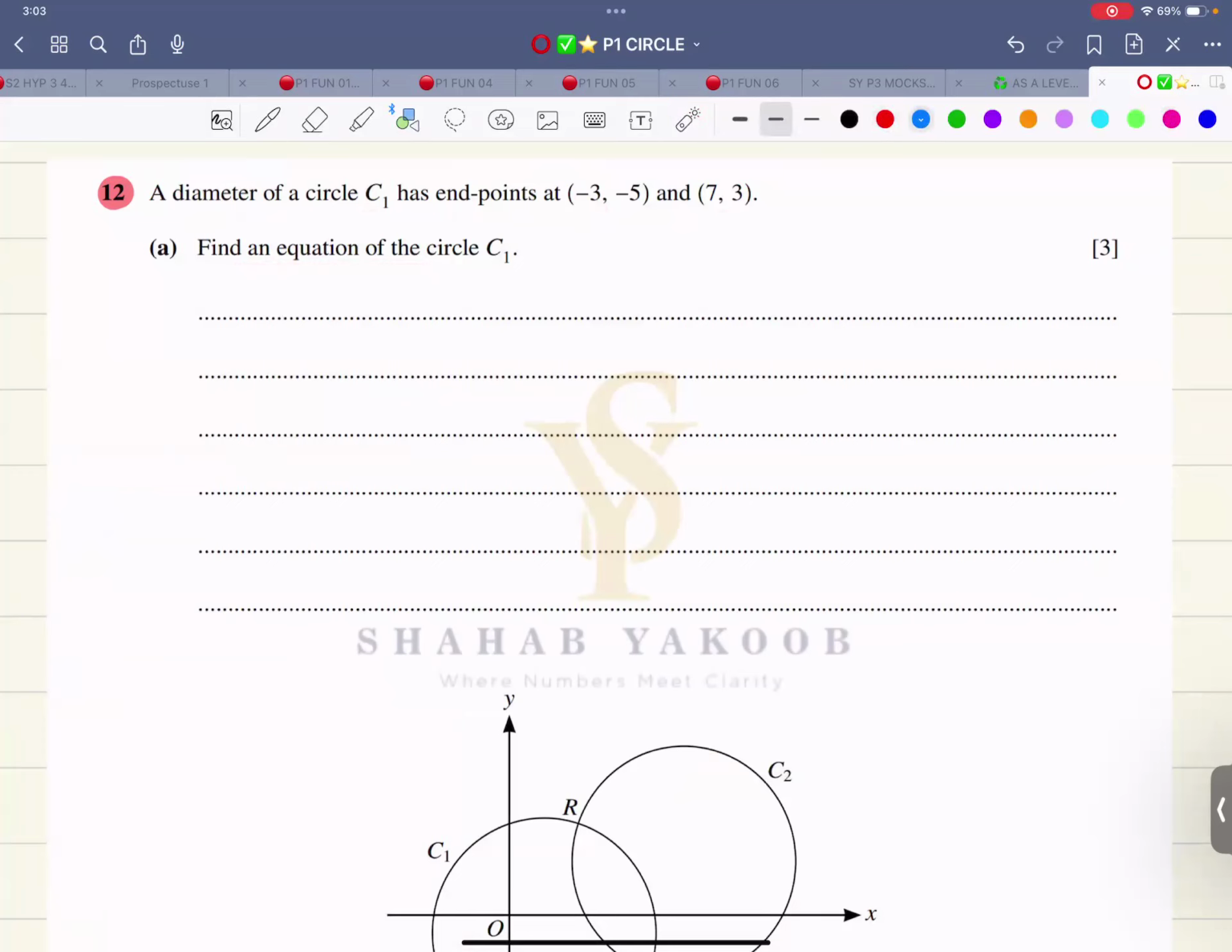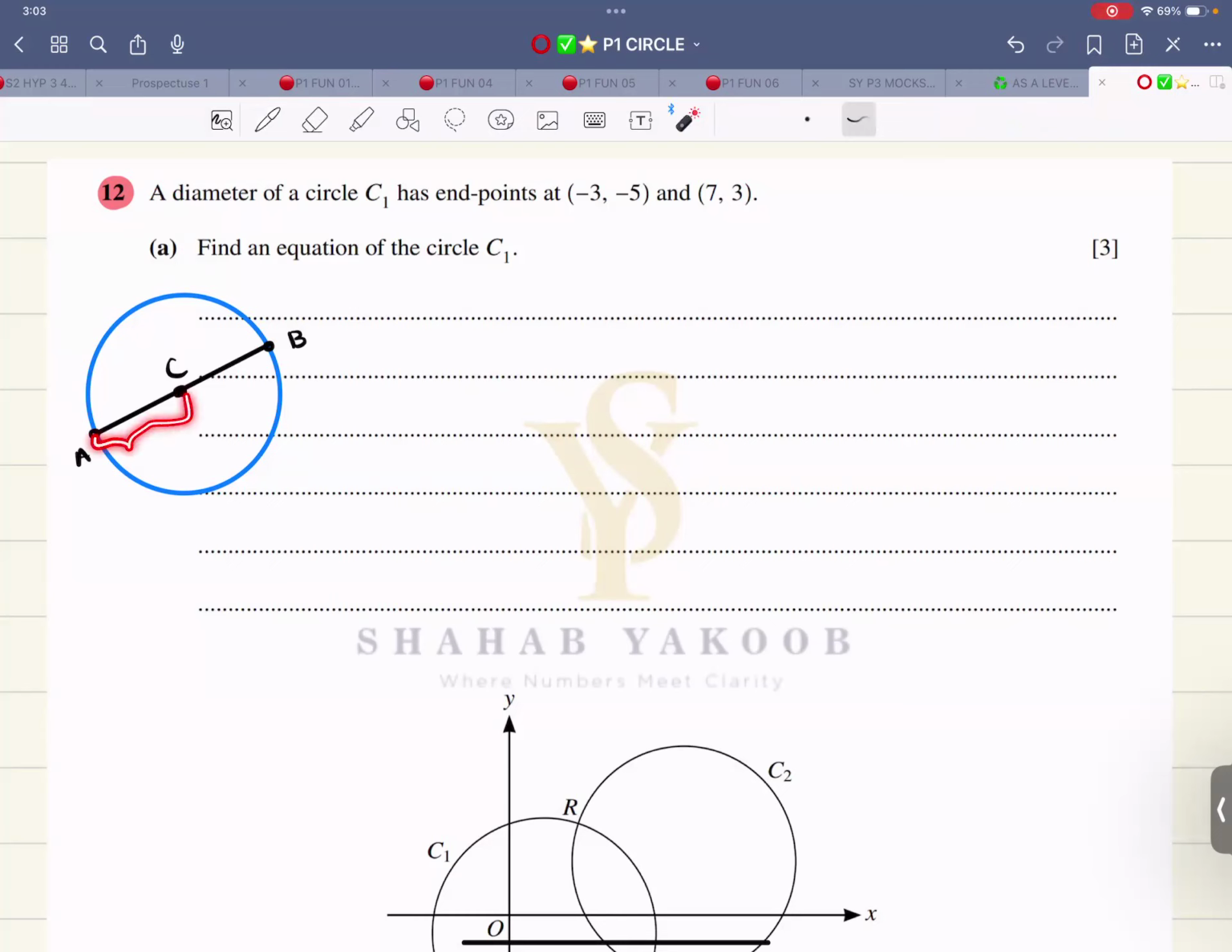Now, what is the rule over here? The rule over here is, let's say that I have drawn the diameter like this. It's not a scale diagram, just to give you an idea. There is a point A over here. There is a point B over here. The midpoint is the center of the circle. And the distance from the midpoint to the point on the circumference, that is the radius.